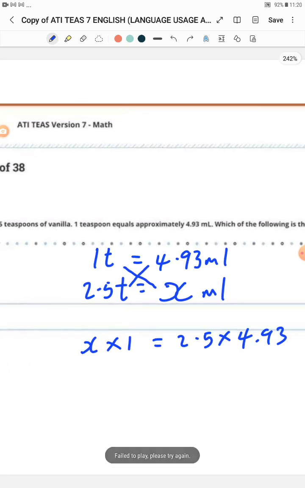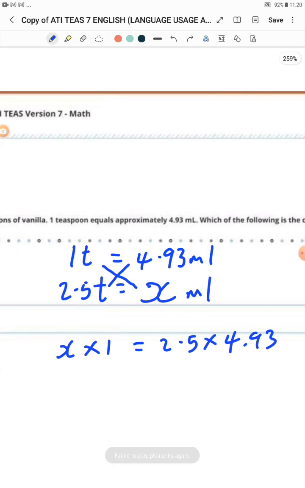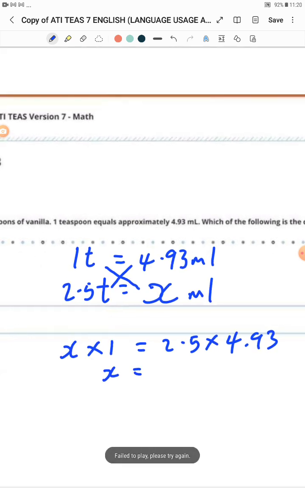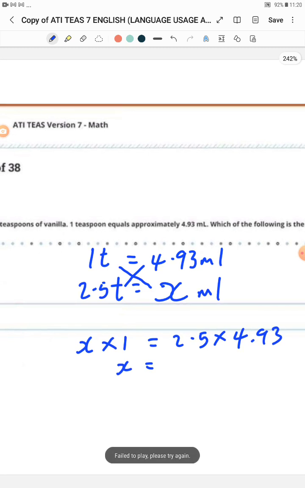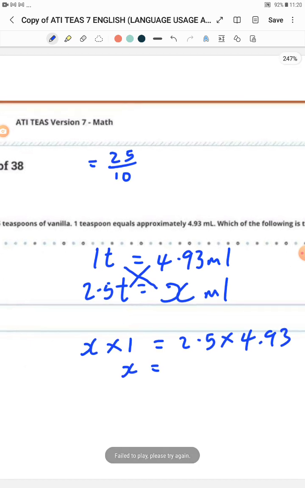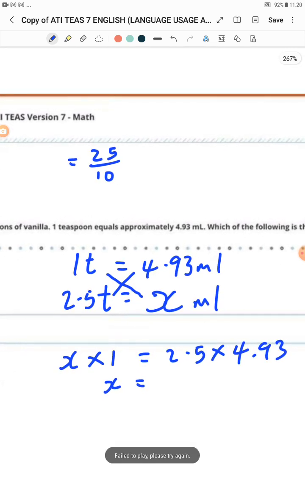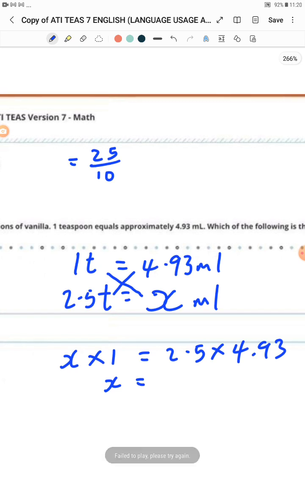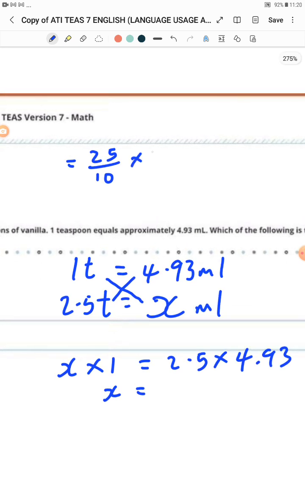If you have a calculator with you, this is very simple. You just do x times 1, that's x, equals 2.5 times 4.93. So you will get your answer directly. But let's assume that you don't have a calculator with you. I can simply write 2.5 as 25 over 10, because 2.5 is the same thing as 25 over 10. It's just like changing a decimal to a fraction, times 4.93 that I have here.